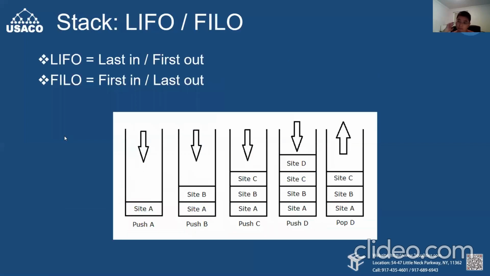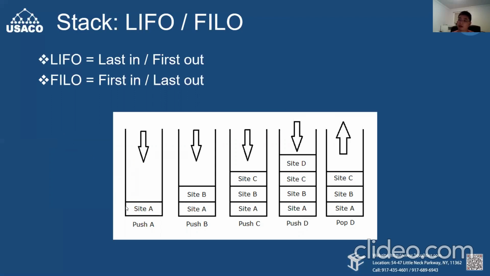When we're talking about a stack, we're always talking about LIFO, FILO. What does it mean? LIFO: last in, first out. FILO: first in, last out. How do we understand that?